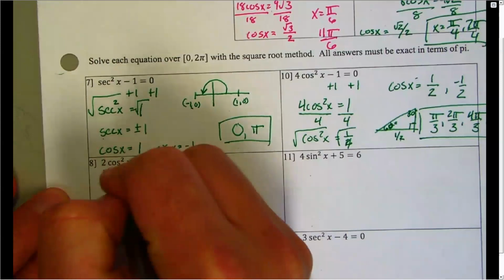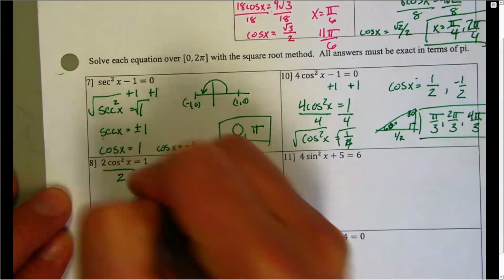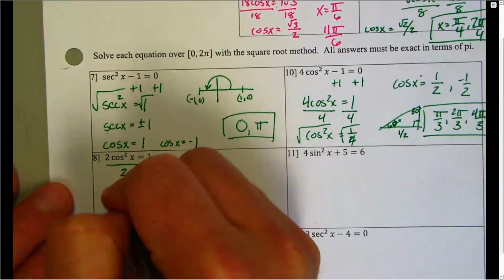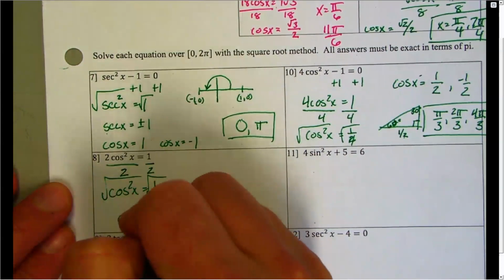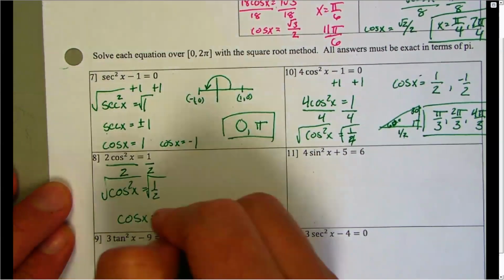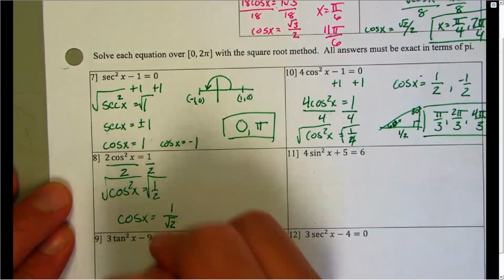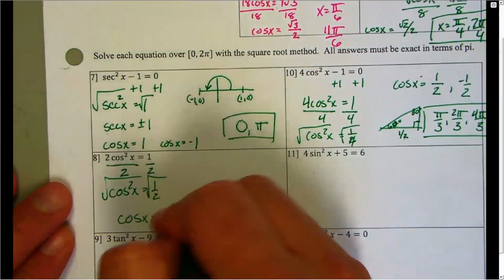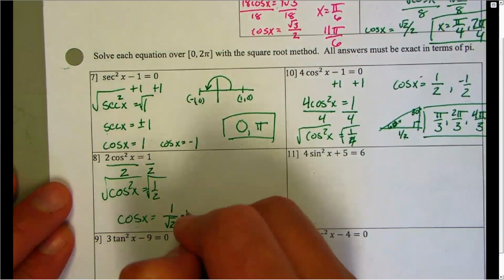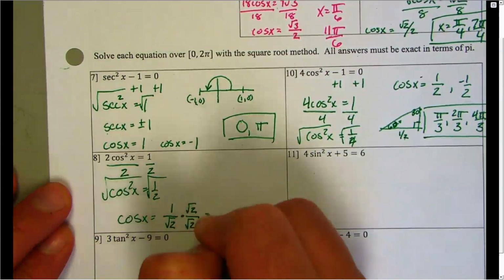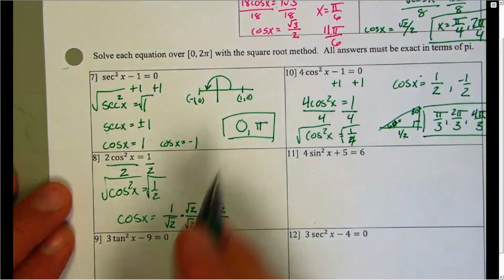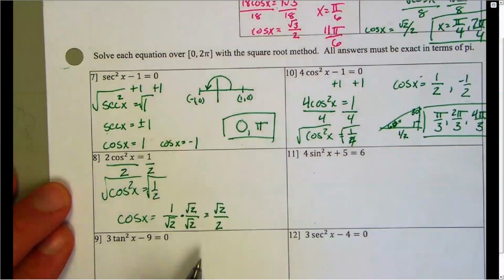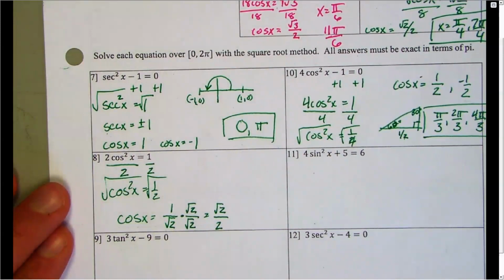Question number 8, let's remove a multiplied 2 with division. Let's remove a squared with square root. So I'm looking for an angle. The square root of 1 is 1. The square root of 2 is root 2. We can't leave a radical in our denominator. So I'm going to multiply by the square root of 2 over the square root of 2. And I find out that the ratio I have here is the square root of 2 over 2.